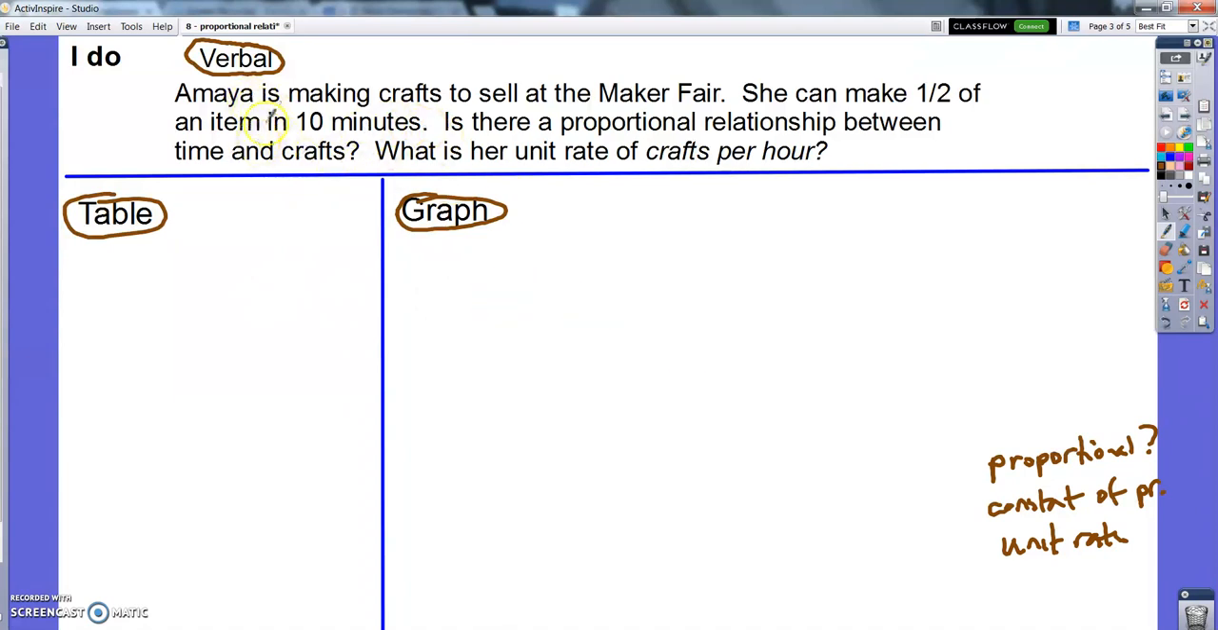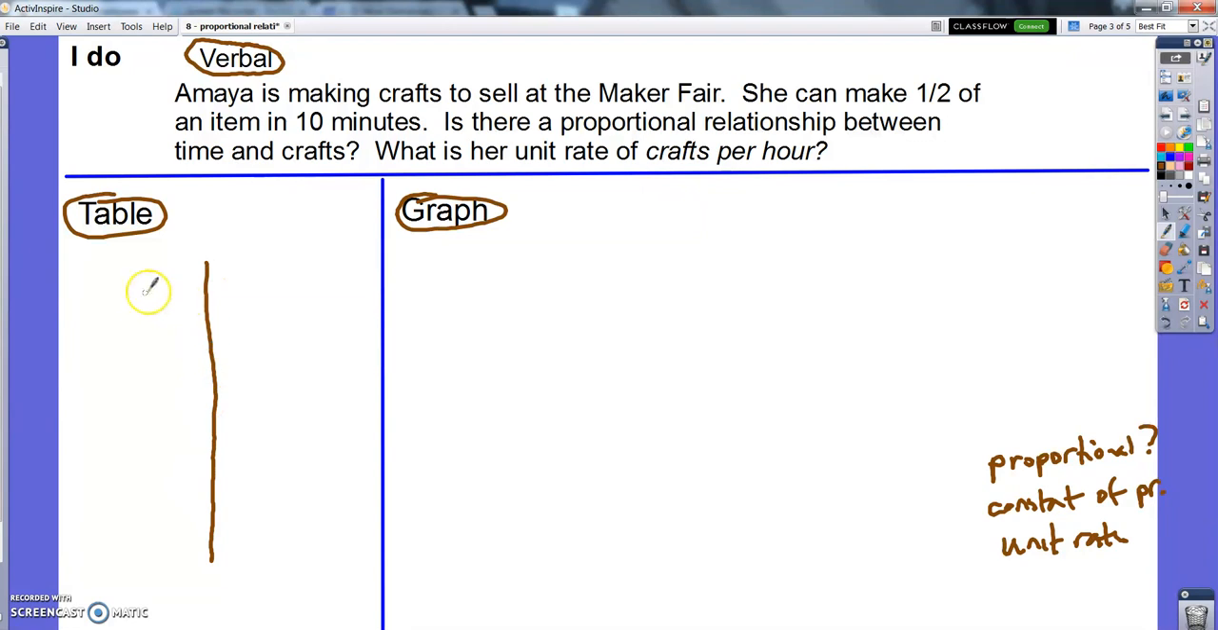graph. So this says, Amaya is making crafts to sell at the Maker Faire. She can make half of an item in 10 minutes. Is there a proportional relationship between time and crafts? What is her unit rate of crafts per hour? So this is the situation in words.